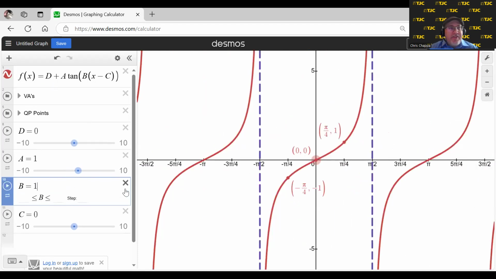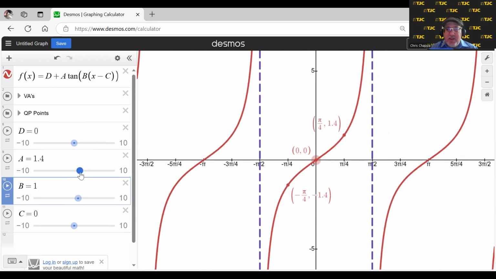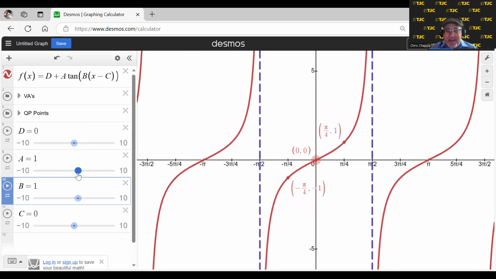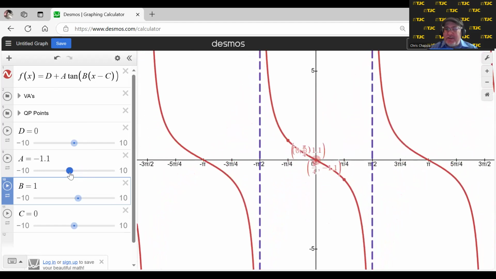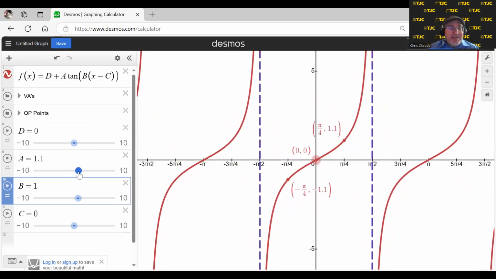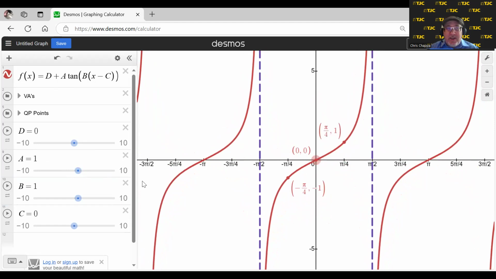And same thing with the A. We can change the amplitude, and I'll just slide this back and forth. As we do that, you notice the quarter period points get higher according to the A and lower according to the A. And if the A becomes negative, it gets reflected, starts to look like cotangent. But I digress. Let's leave the amplitude at 1, the A at 1 and the B at 1, and let's just play with the D and the C.